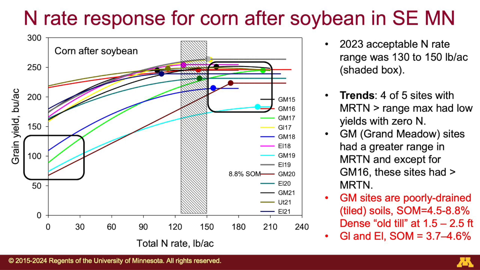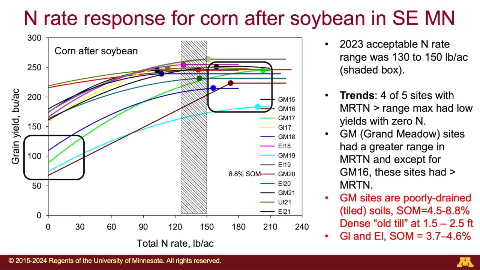So when we look at these sites that needed more nitrogen, what did they have in common? Well, they were generally, as I said, in that Grand Meadow area. They also had very poor yields with 0 nitrogen, considering this is corn after soybeans. And we would typically expect about 150 bushels of corn with no nitrogen in corn after soybeans. The other thing, we talked about organic matter earlier.